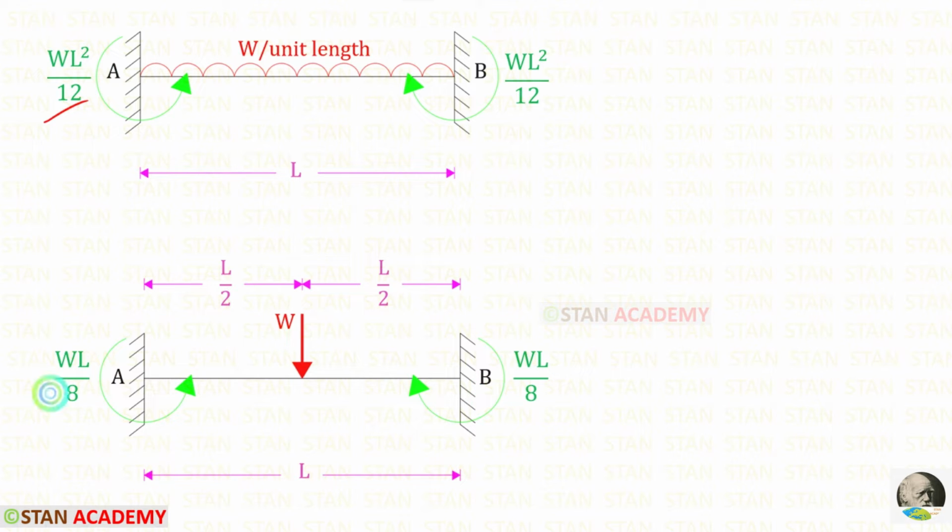The moment at point A will be acting in the anti-clockwise direction, but the moment at point B will be acting in the clockwise direction. Now, using these formulas, let us find the moments MA and MB.